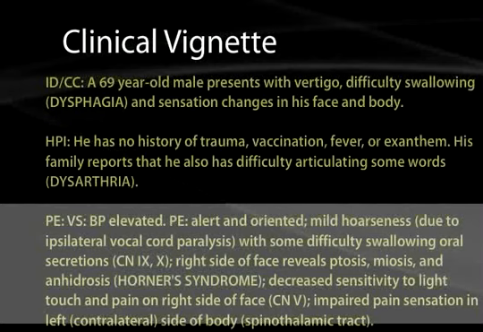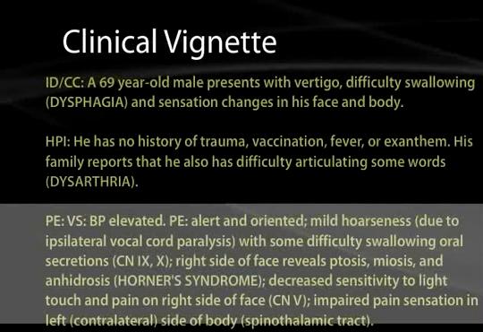Now, there are a lot of findings on this patient, and you may be able to try to figure them all out, but the key finding here is that he has decreased sensation to light touch and pain on the right side of his face and decreased sensation to pain and temperature on the left side of the body. So that's a crossed face and body sensation loss, which the only thing that can cause that kind of a deficit would be a lateral medullary syndrome, also called Wallenberg syndrome.